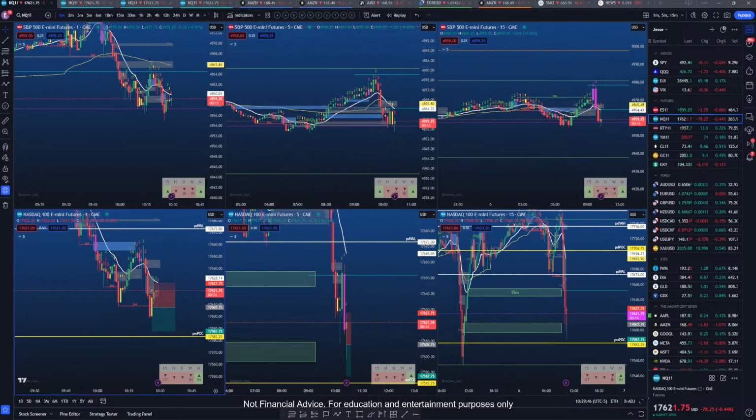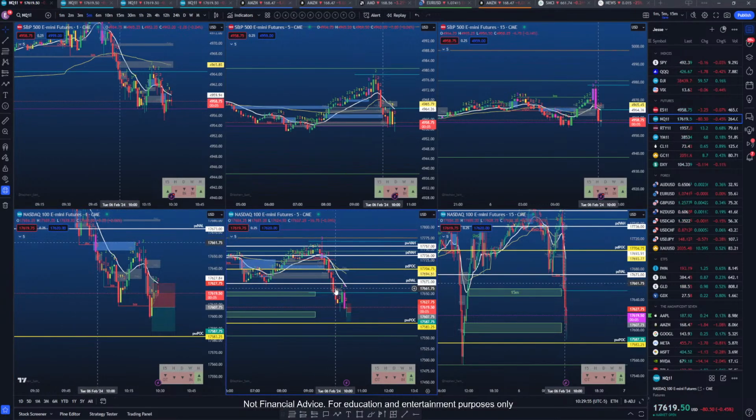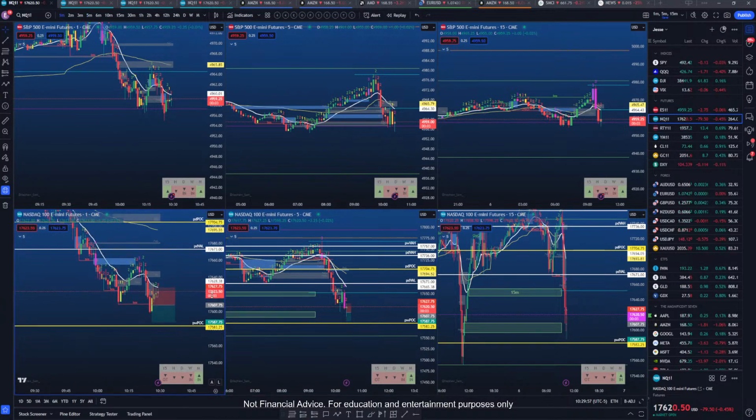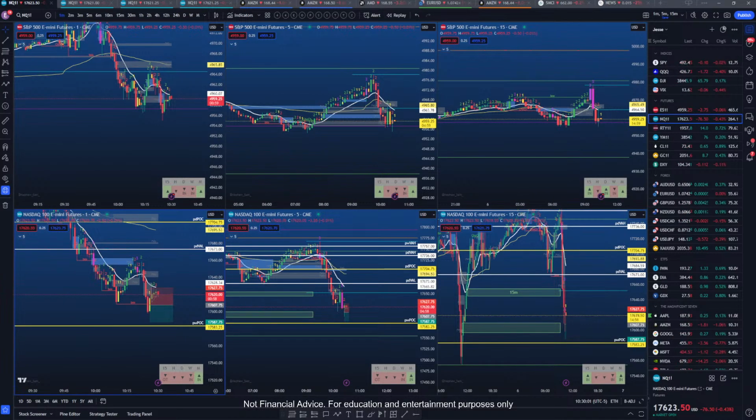When you say you use the 14 EMA for trend, do you use the same time frame of the chart you're looking at? Yeah, so the 5 minute, obviously we've been in a trend, but the 1 minute's really what I'm looking at for that.